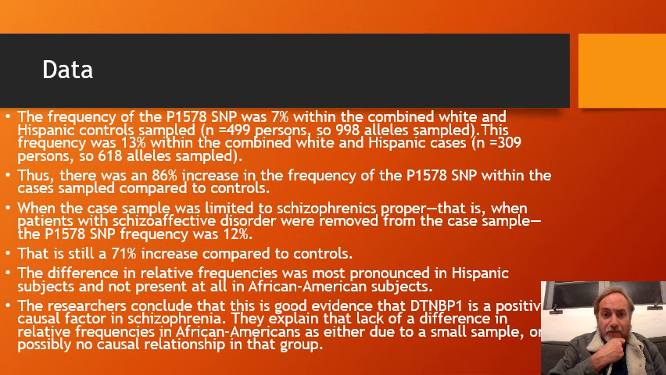Okay, so the data is, right, the frequency of, again, that polymorphism was 7% among the combined white and Hispanic controls, and it was 13% in the cases. So higher percentage among cases of schizophrenia or schizoaffective disorder.